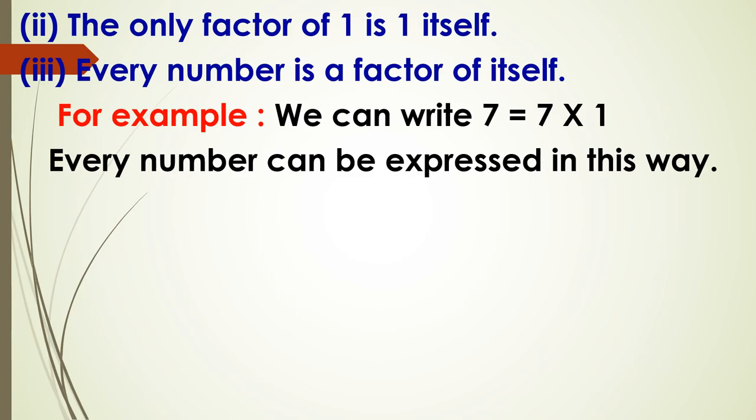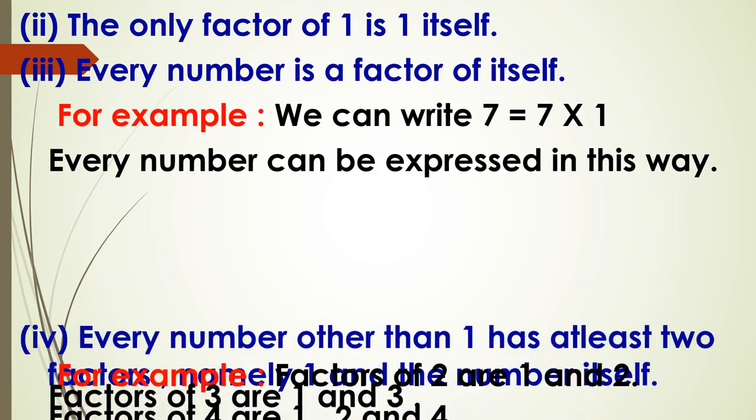We can write that 7 equals 7 multiplied by 1. We can write down that 8 equals 8 multiplied by 1. 12 equals 12 multiplied by 1. 42 equals 42 multiplied by 1. So we can see that that number is coming in its table. So every number is a factor of itself.